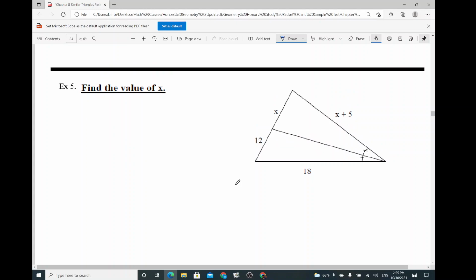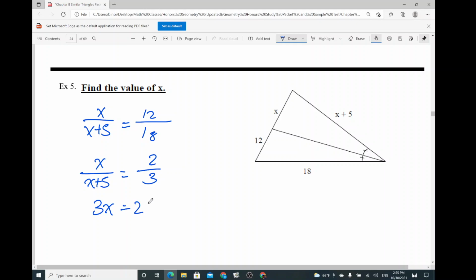Okay, so here's the one. Angle bisector. So that means the segment here, x, over the leg of this triangle, x plus 5, equals 12, the other segment of the base of this triangle, over 18. So 12 over 18 reduced by 6, we got 2/3. And then x over the quantity of x plus 5, cross multiply. So we got 3x equals 2 times the quantity of x plus 5. Distribute, so we got 2x plus 10 equals 3x. So that means x equals 10.